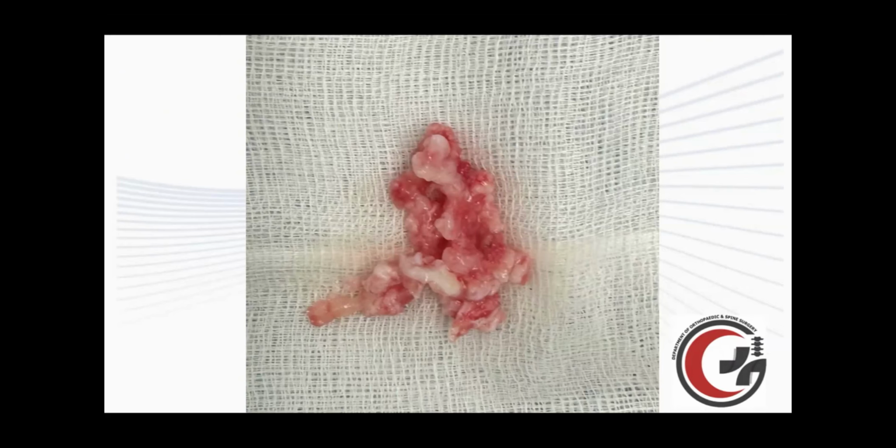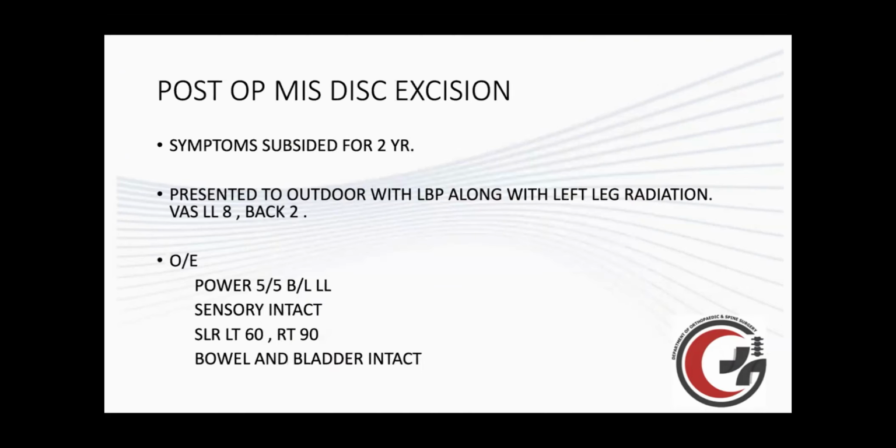But then after 2 years, she presented to our outdoor unit with the similar complaints with which she presented 2 years ago. This time, the SLR was 60 degrees and the bowel and bladder were intact, with a significant increase in our VAS score of the lower limb, which was 8.